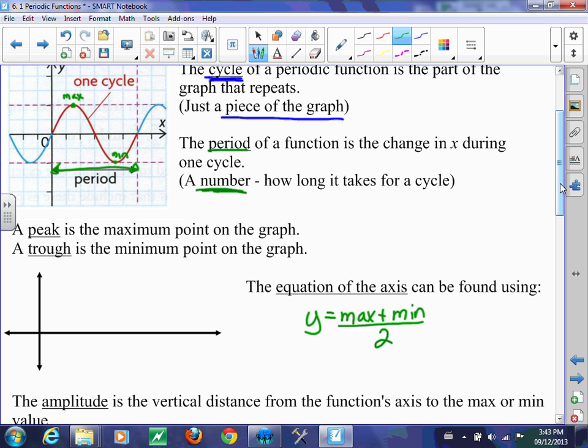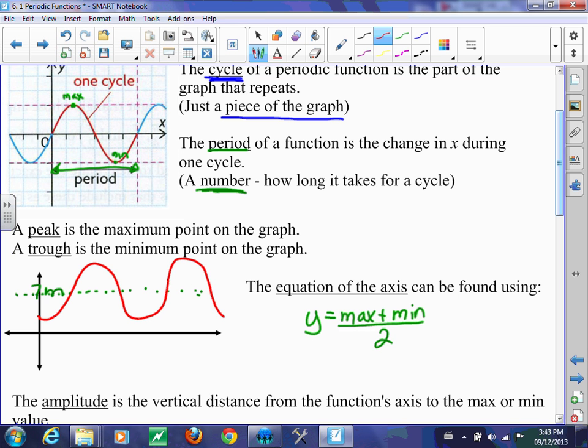Using the example I just did in the warm-up, I noticed that my axis was up here at 7 meters, because that's where the center of my Ferris wheel was. I started at 2, I came up to 12, I came back down to 2, and came back up to 12.